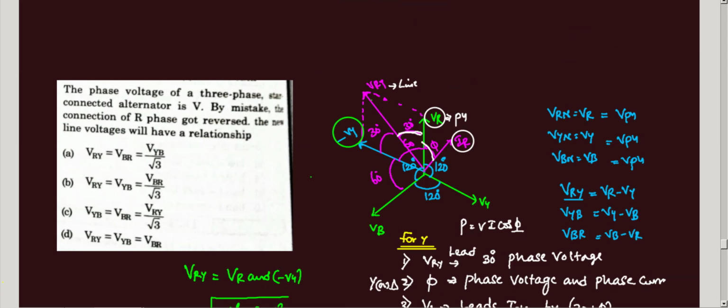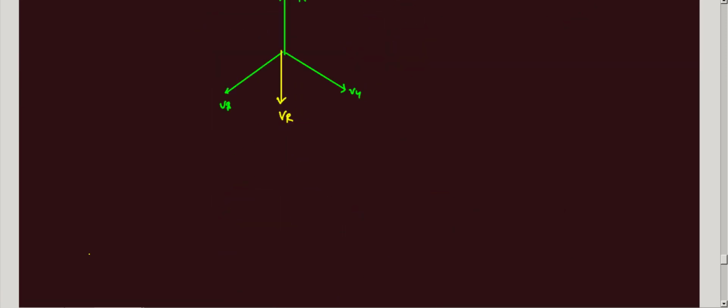Now observe the question. So VR, VY, VB. Okay, so now the question has changed, only one phase is changed, the R phase is changed. By mistake, the R phase got reversed, I reversed it. So this is 120 degrees. What happens if I reverse? It is perpendicular to this, so you get 60 degrees.